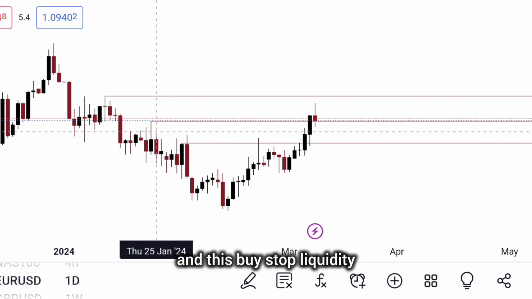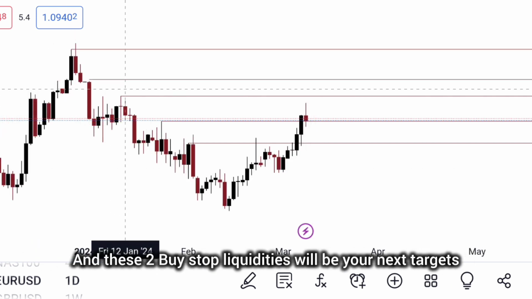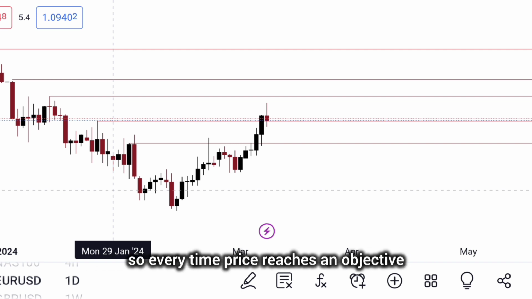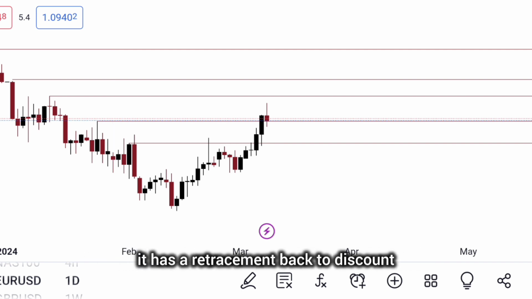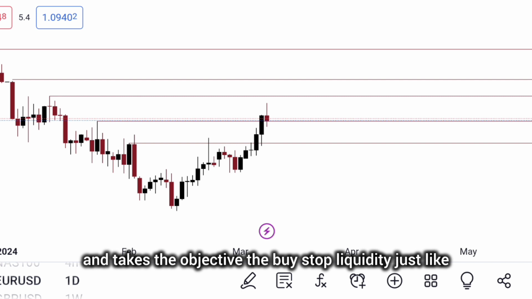liquidity, and this buy stop liquidity, and then this buy stop liquidity, and these two buy stop liquidities will be your next targets. So every time price reaches an objective, it has a retracement back to discount and then expands up again into premium and takes the objective, the buy side liquidity.